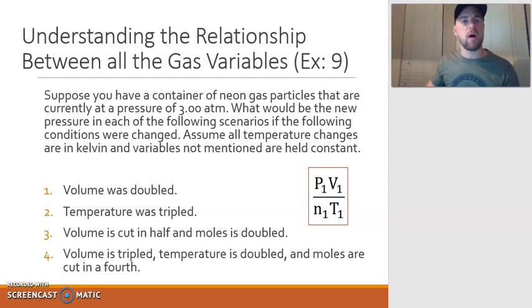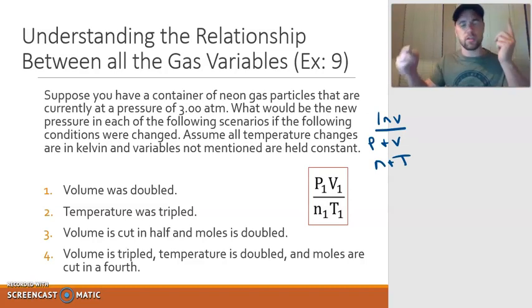So what variables are inverses of each other? Here, I'll write it out to the side. Pressure and volume, and then moles and temperature. Those sets of variables are inverses to each other. As one goes up, the other one goes down.